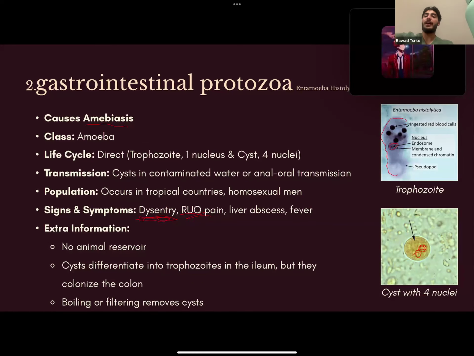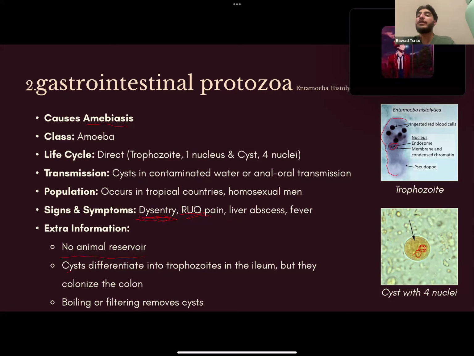Okay, some extra information about Entamoeba histolytica. This is just some information that I really didn't know where to place. It doesn't really fit in anywhere, so it's just some things you should remember. Again, no animal reservoir for Entamoeba histolytica. The cysts can differentiate into trophozoites in the ileum, but they colonize the colon. They colonize the colon.